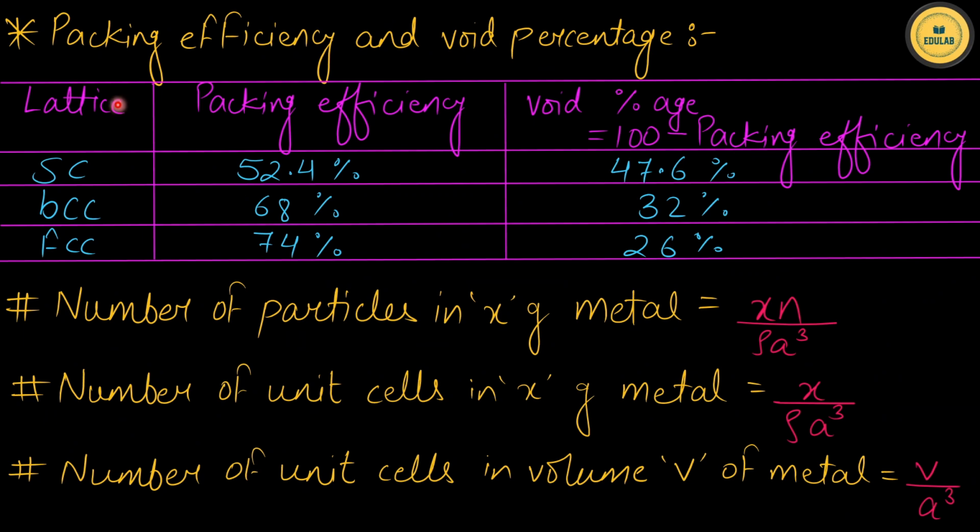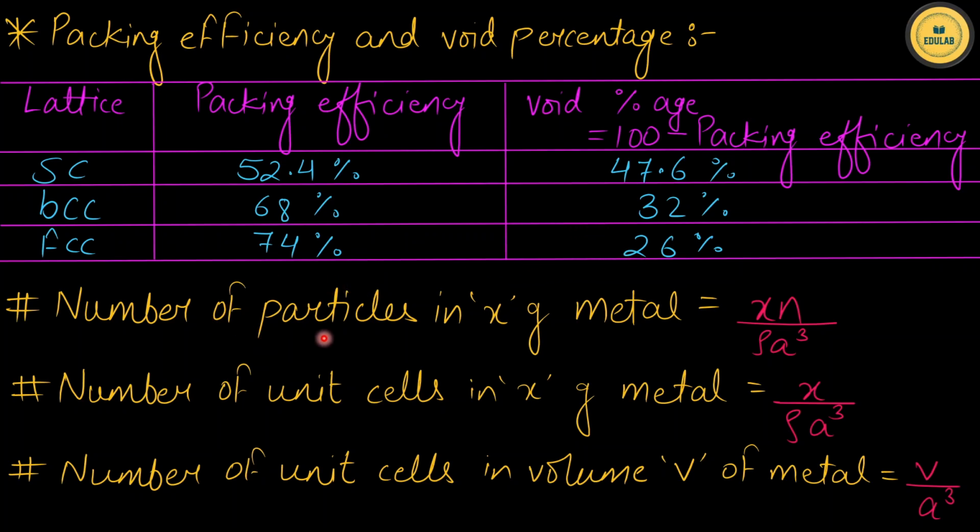Next one is packing efficiency and void percentage. For lattice SC, packing efficiency is 52.4% and void percentage is 47.6%. For lattice BCC, packing efficiency is 68% and void percentage is 32%. And for lattice FCC, packing efficiency is 74% and void percentage is 26%.